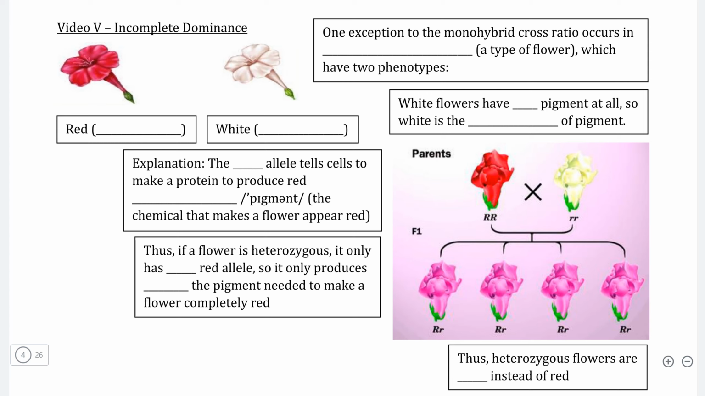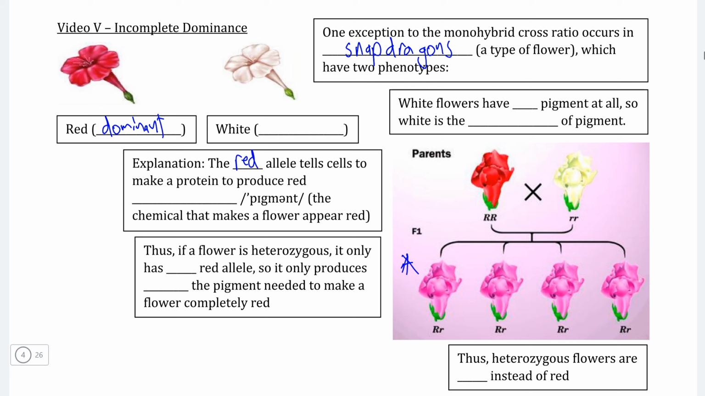So remember that Gregor Mendel's experiments were mostly done on pea plants. Now, one exception, as we're going to see, at least phenotypically, to the inheritance ratio of this specific plant occurs in this type of flower, which are what we call snapdragons. Now, snapdragons actually have three different phenotypes that are possible, but we're going to talk about where the third phenotype comes from.